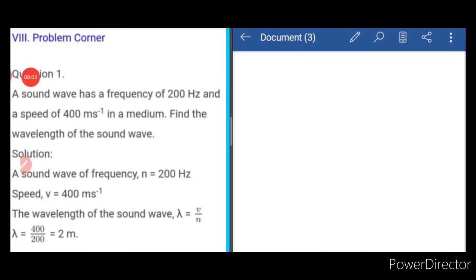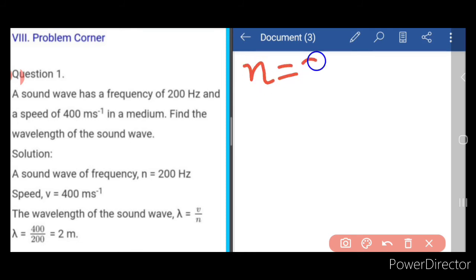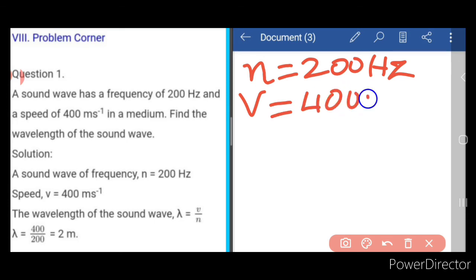Now let's move to the numerical problems at the back of the book. Now the first question is, a sound wave has a frequency of 200 Hertz and a speed of 400 meter per second in a medium. Find the wavelength of the sound. Now here we are going to find out the wavelength of the sound. Now what is given? The frequency is given, that is n is given as 200 Hertz, right? And the speed of the sound, that is v is equal to 400 meter per second. Now what we have to find out? We have to find out lambda.